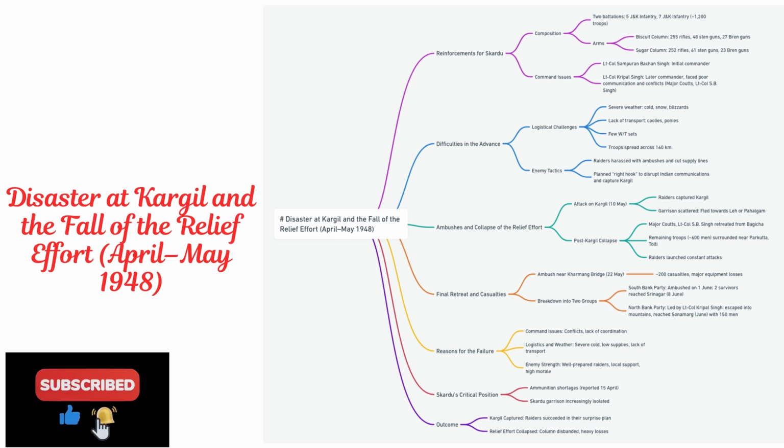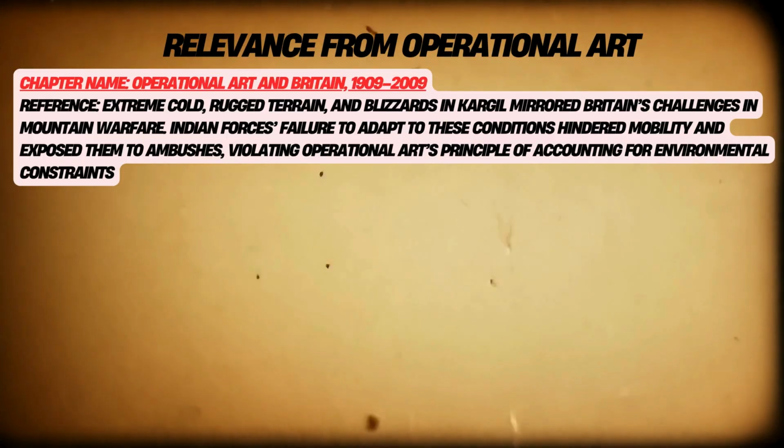Thank you, and alright, friends, let's take a moment to connect the disaster at Kargil and the fall of the relief effort to the principles of operational art. By examining this through a historical lens, we can understand where things went wrong and what lessons can be learned. Let's break it down. Chapter name: Operational Art and Britain, 1909 to 2009.